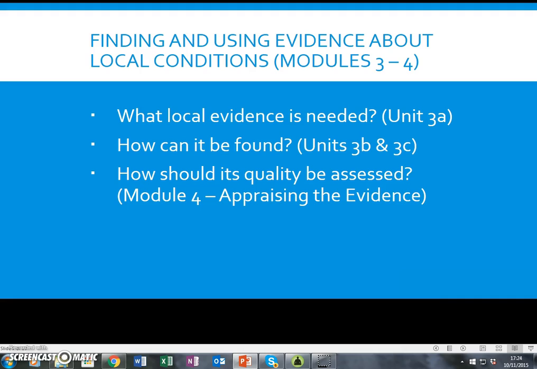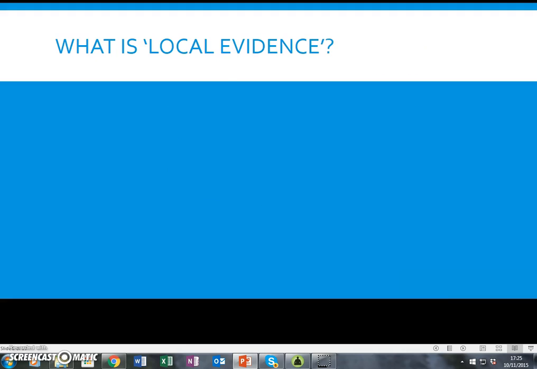So how does this all fit together? Well, in Unit 3A we'll be looking at what local evidence is needed. In Units 3B and 3C we'll be looking at how such evidence can be found, and this prepares the way for Module 4, which is on how that quality should be assessed under the banner of appraising the evidence.